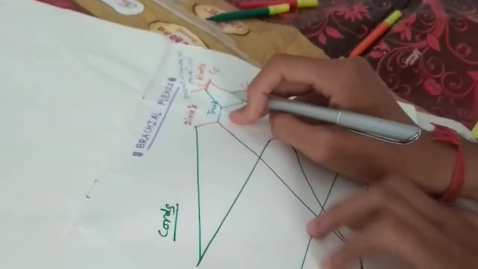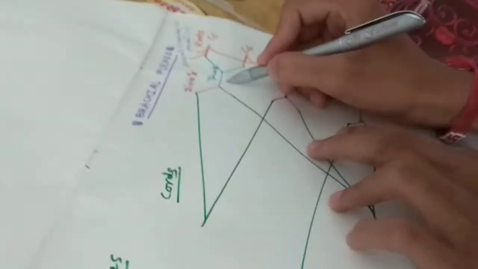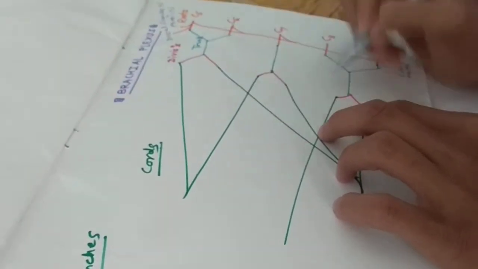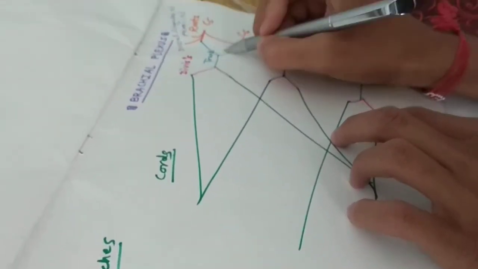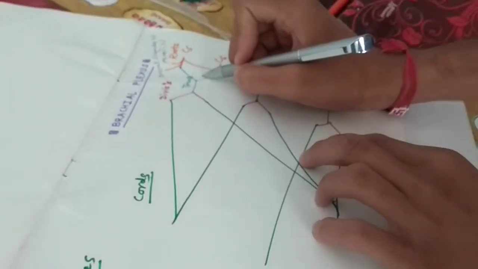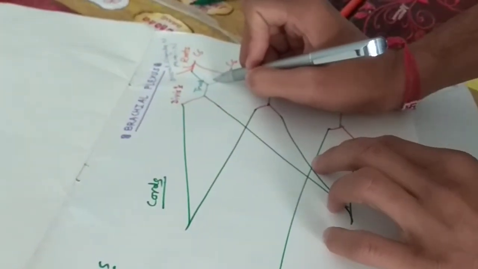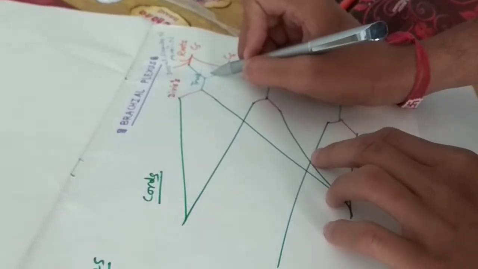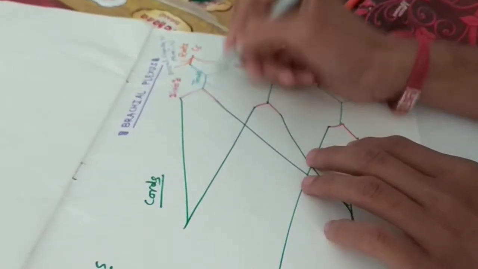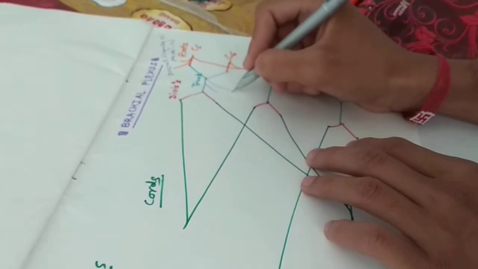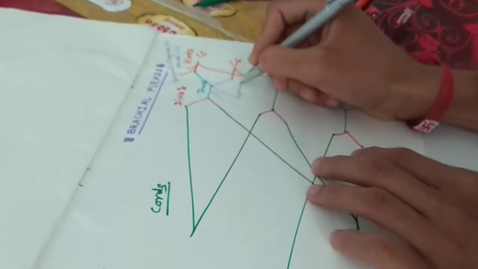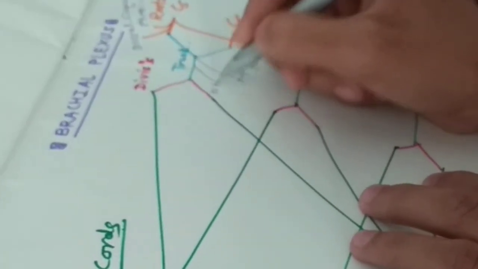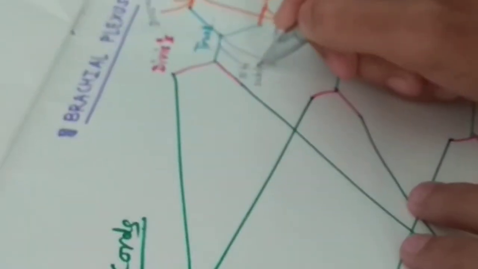We have the upper trunk, the middle trunk and the lower trunk. Among these 3 trunks, the upper trunk is the only trunk which gives 2 branches, that is the suprascapular nerve and nerve to subclavius. Suprascapular nerve and nerve to subclavius.